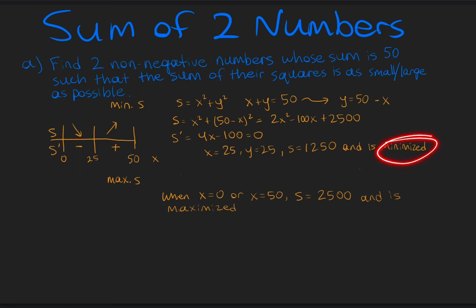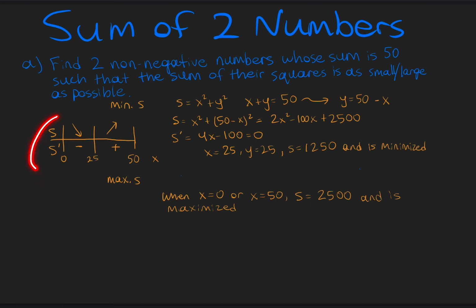How do we know that this is the minimum value? So when we set the derivative equal to 0, that's going to give us the location of relative values. It can either be a relative maximum or a relative minimum. So how do we know this x equals 25 is a relative minimum?